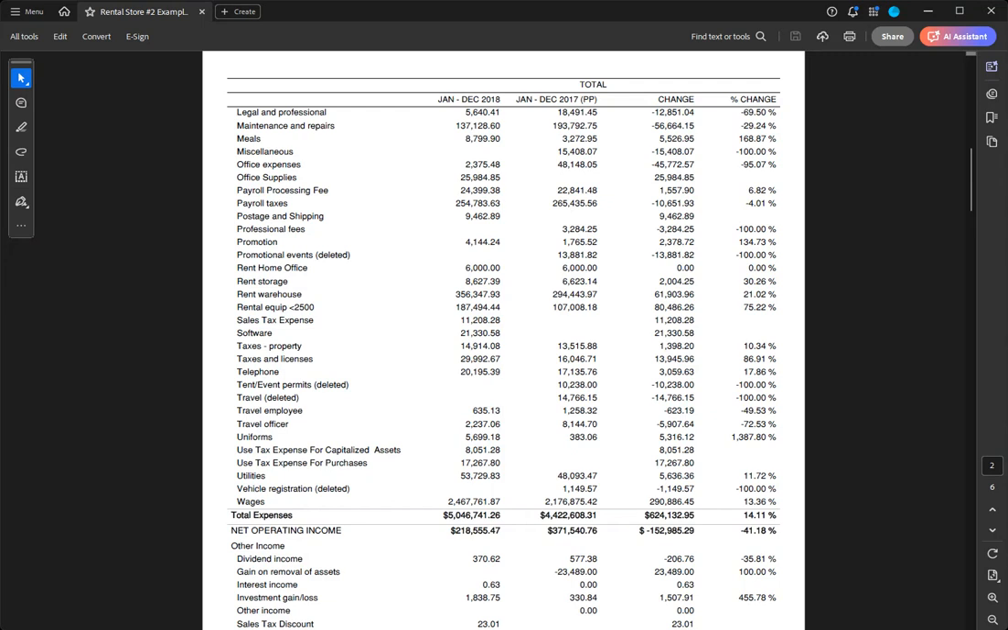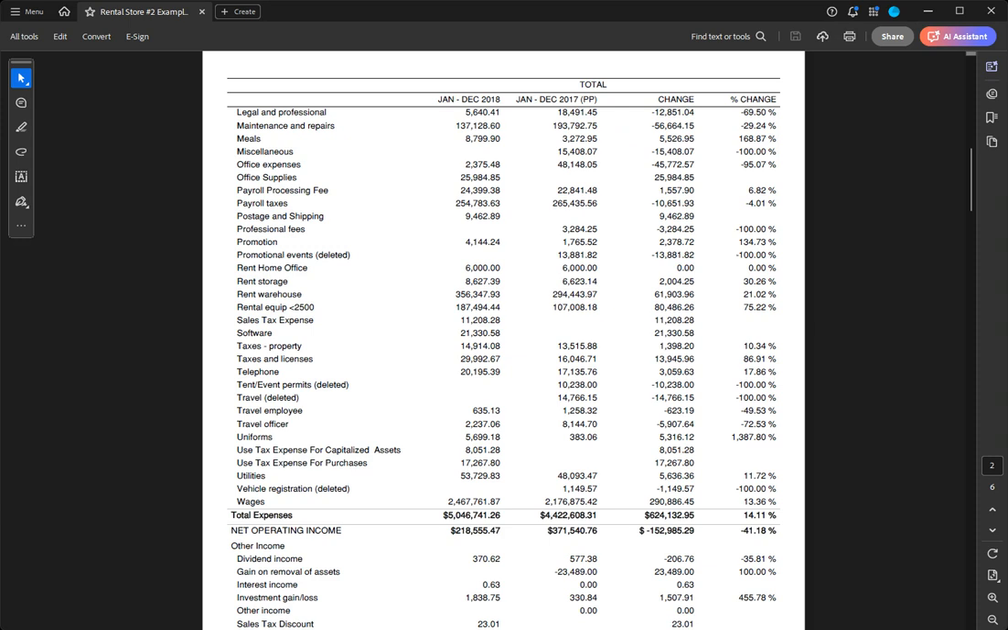So we've got employee travel, officers travel, use tax. Depending on, for any items that were purchased across state lines and we didn't have to owe sales tax, we are picking up use tax, utilities, and then wages. Okay, so here's our big wage thing for all of the employees. So our wages went up by $290,000. So that is a pretty large increase.